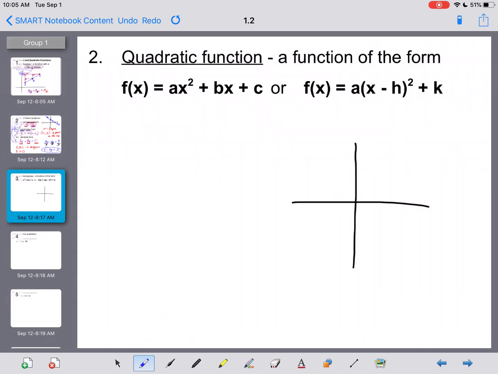Okay, that's as much as we were going to do with linear functions, guys, because I think you know this all pretty well. Let's move on now to quadratic functions. And, again, stuff that you guys probably know pretty well here.